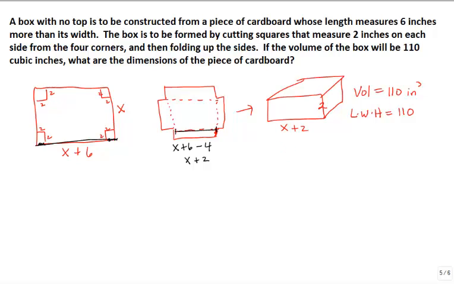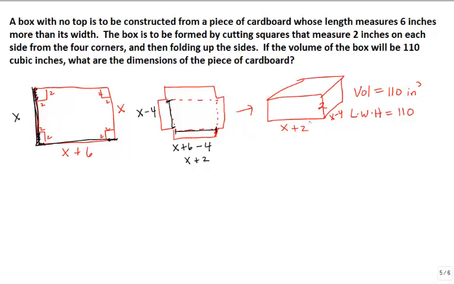In that same idea, the original width over here is x, and then we're taking away 2 from the top and 2 from the bottom. So this distance from here to here is going to be the original x with 2 taken away from the top and the bottom, or a total of 4 taken away. So the width over here is x minus 4.